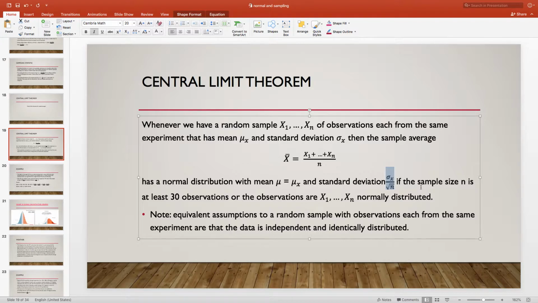There is a stipulation in order to use this. In order to use that x bar is normally distributed, either you need a sample size of at least 30, or the original data set needs to be normally distributed. So if you have a sample size of 20, say, then you can use the central limit theorem only if the original data is normally distributed.